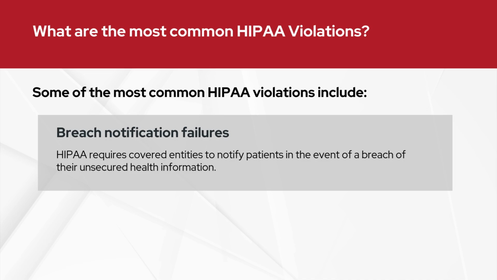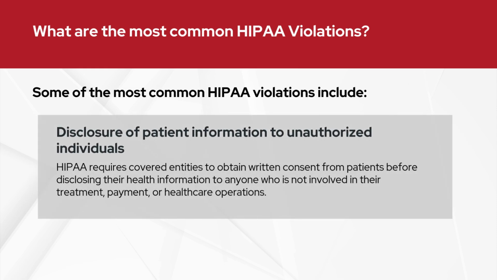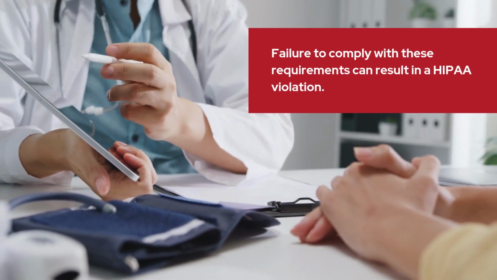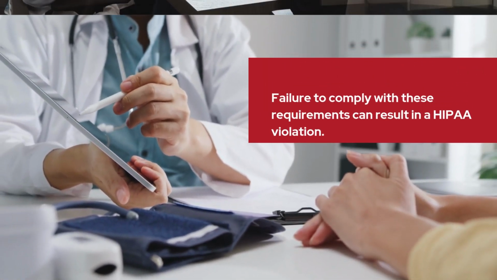Breach notification failures. HIPAA requires covered entities to notify patients in the event of a breach of their unsecured health information. Disclosure of patient information to unauthorized individuals. HIPAA requires covered entities to obtain written consent from patients before disclosing their health information to anyone who is not involved in their treatment, payment, or healthcare operations. Failure to comply with these requirements can result in a HIPAA violation.